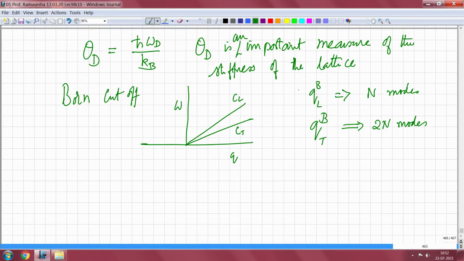Okay. So I will stop at this point in this lecture, and in the next lecture I will continue with quantization of the phonons, and also how we can deal with many atoms in a unit cell, and we will also deal a little bit with the anharmonic effects in the lattice.